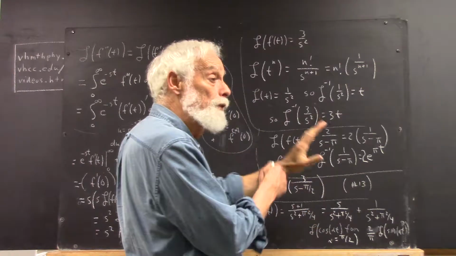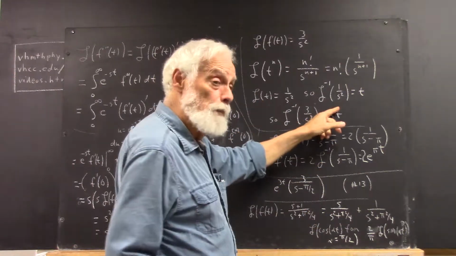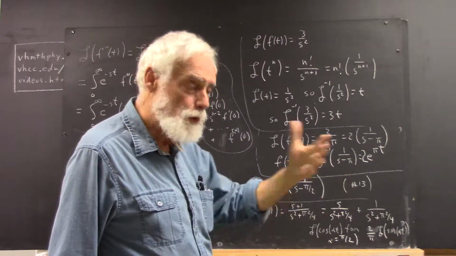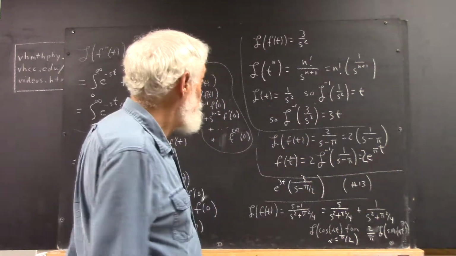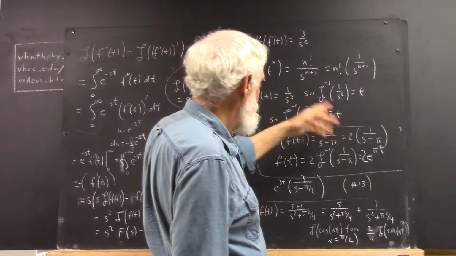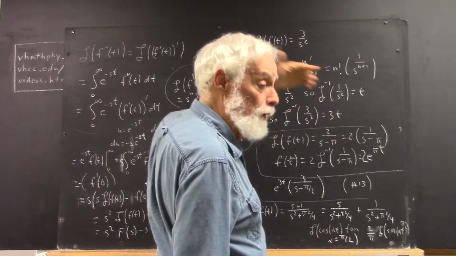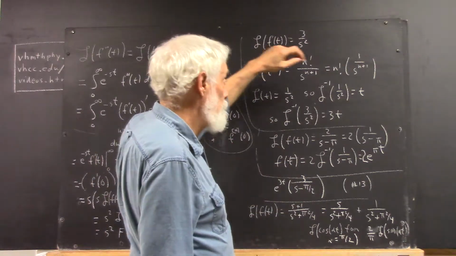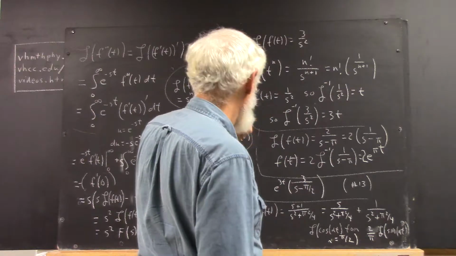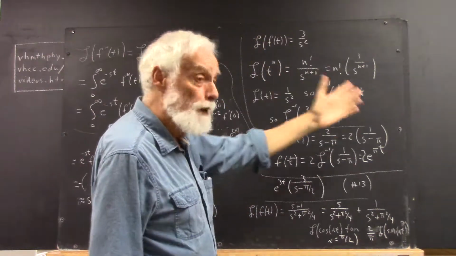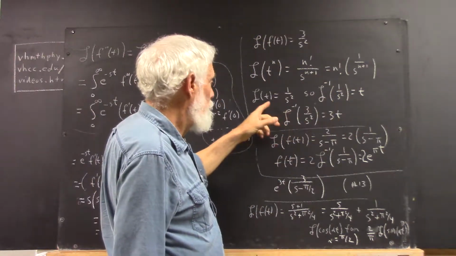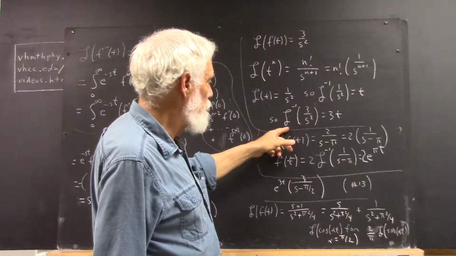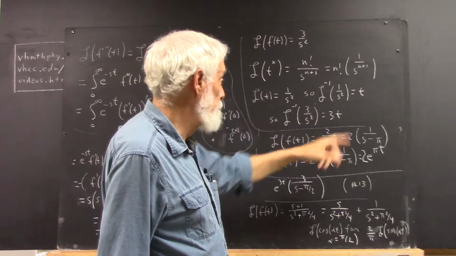There's a one-to-one relationship between functions and their Laplace transforms. And this goes back to what I said: when you do the Laplace transform, you don't lose any information. So if you've got the Laplace transform, there's a unique function that goes with it. If you've got the function, there's a unique Laplace transform that goes with it. It follows from linearity that if the inverse Laplace transform of 1 over s squared is t, the inverse Laplace transform of 3 over s squared is 3t.